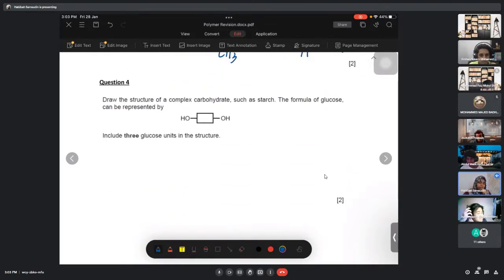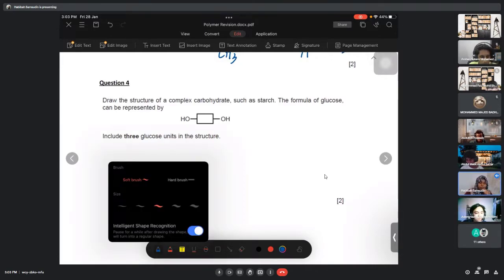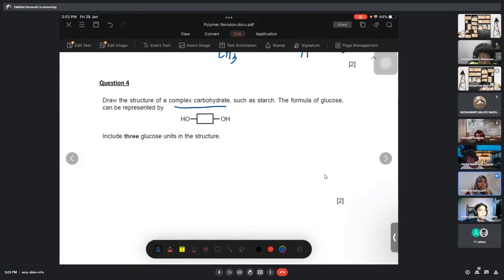Okay, look at question 4. Draw the structure of a complex carbohydrate. So the term complex carbohydrate is another word for polymer, you know. Actually, the question is to draw the structure of a polymer, such as starch. The formula of glucose is given to you as the structure of the monomer. Include 3 glucose units. So 3 glucose units, how many monomer units, class?